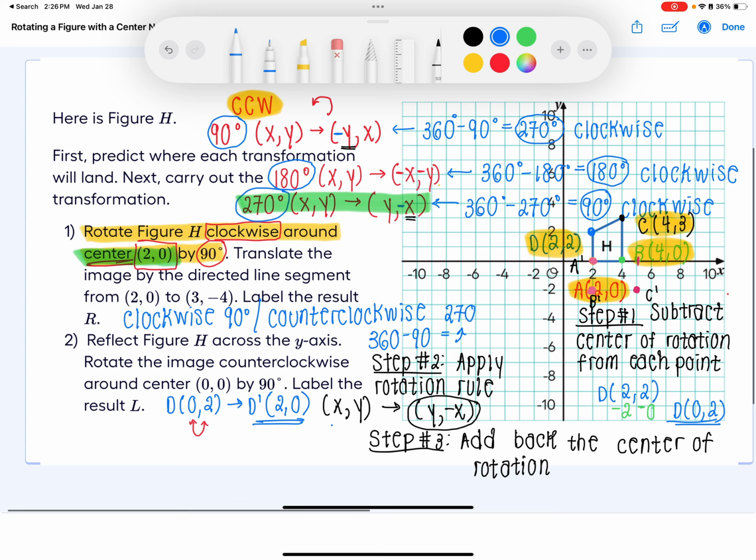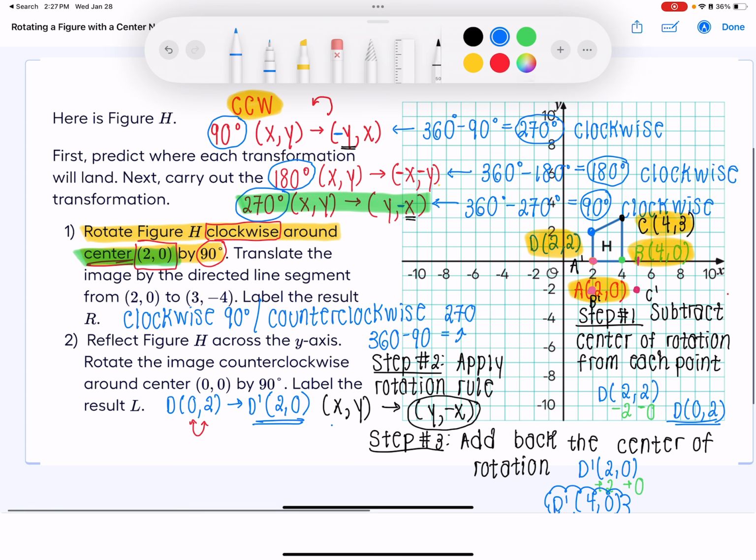Alrighty. And finally, step number 3, we're going to add back the center of rotation. So we're going to take this value, d prime, at 2, 0, and we're going to add back the 2 and the 0. And we end up getting that d prime is at 4, 0. So that's going to be our final answer for this first part for number 1.